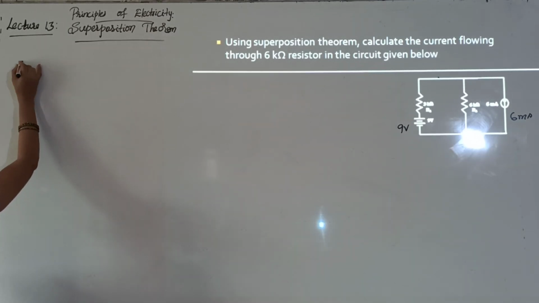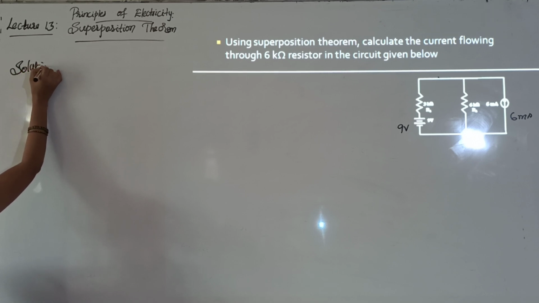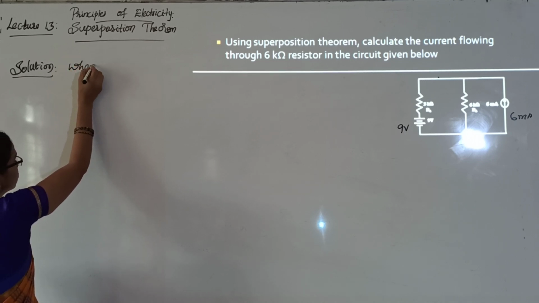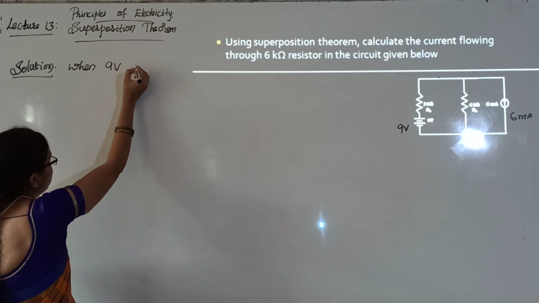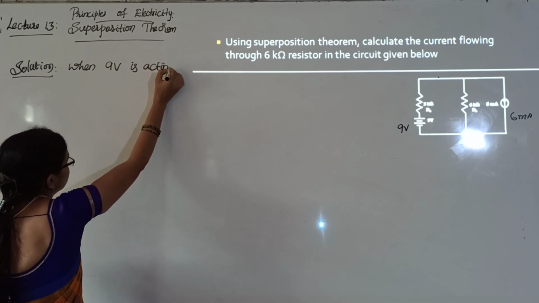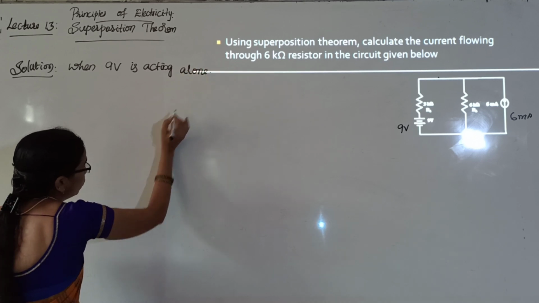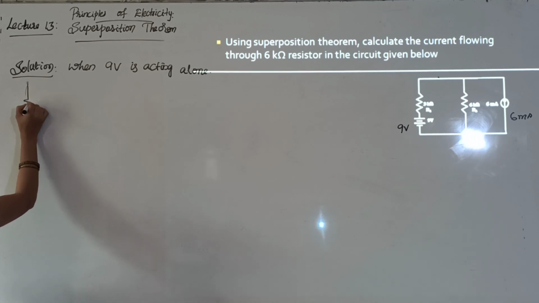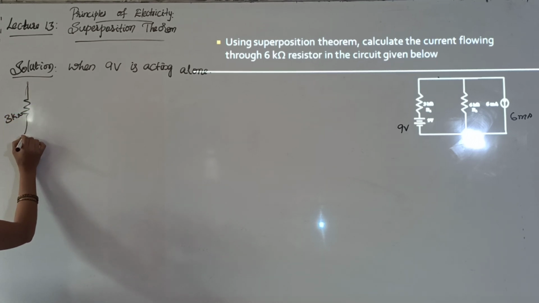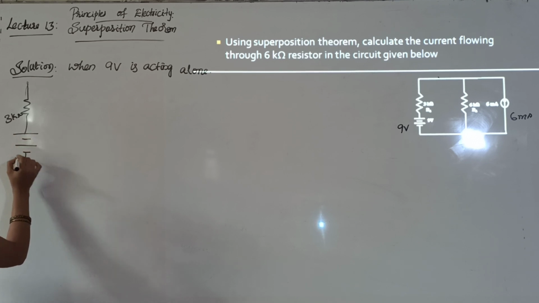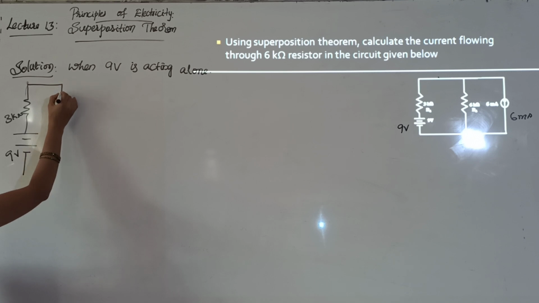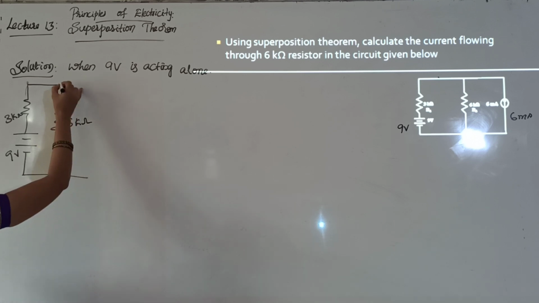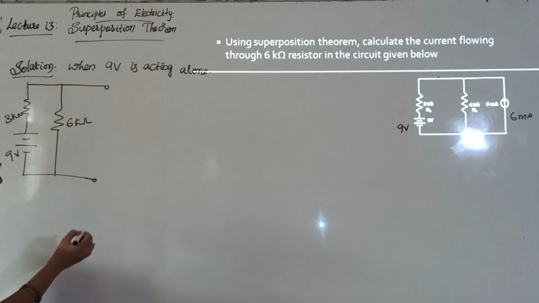So the solution, when 9 volt is acting alone or considered alone, the circuit will be 3 kilo ohm resistor and the 9 volt battery we have to connect like that only. Here 6 kilo ohm resistor and here we have a current source.